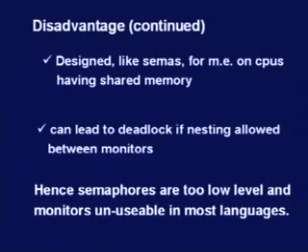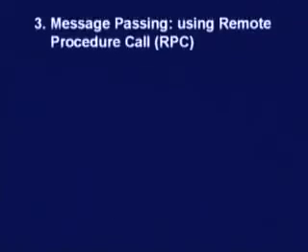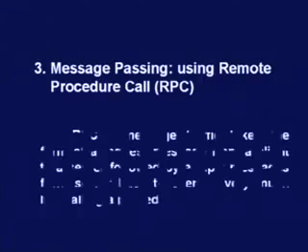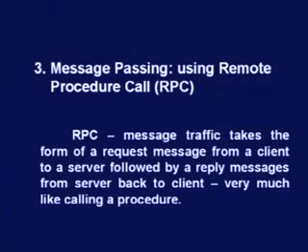So all in all, what we are saying is that with semaphores there is a problem that they are too low level. With monitors there is the problem that they are unusable in most languages, because they are not implemented in those languages, and therefore we need a third solution. And the third and most likely most popular solution to solving the problem of inter-process communication with systems that do not share memory is message passing, using what is called the remote procedure call, or RPC.